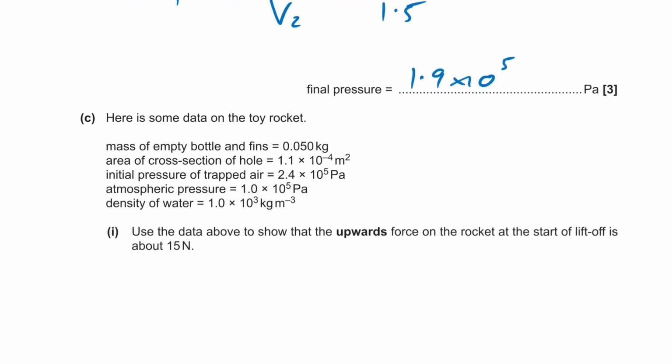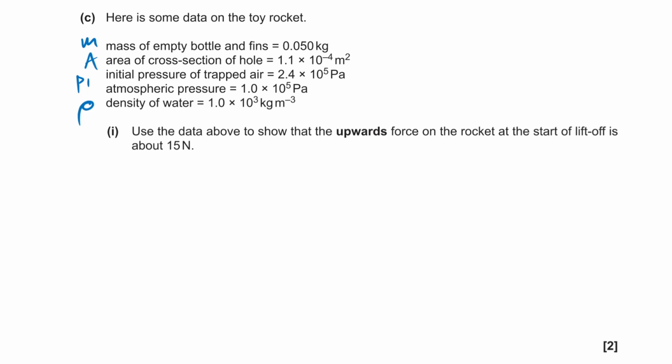Here's some data. We have the mass, the cross-sectional area of the hole, the initial pressure, atmospheric pressure, and the density of water. Oh boy, what are we going to have to do here? Use the data above to show the upwards force on the rocket at the start of the liftoff is about 15 newtons. If we're looking for the upwards force, we know it's something to do with pressure, and pressure is equal to force divided by area. If this is our bottle, we have the air pushing down and outwards, but we also have air pushing the water back in as well.